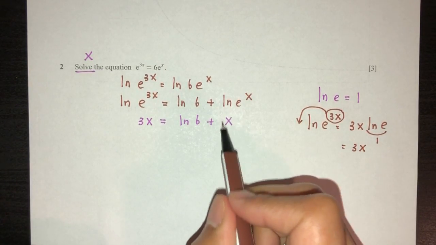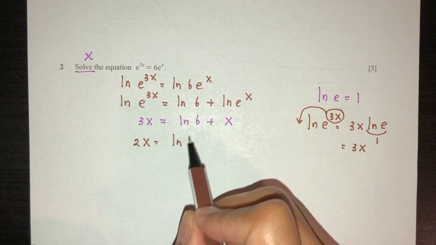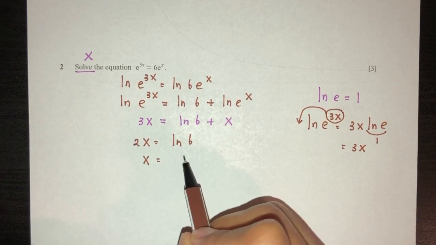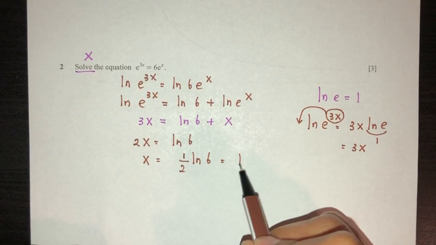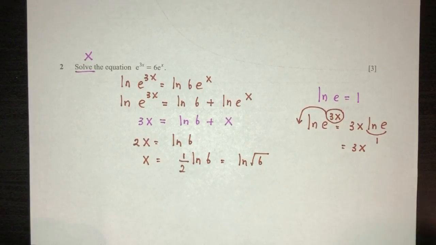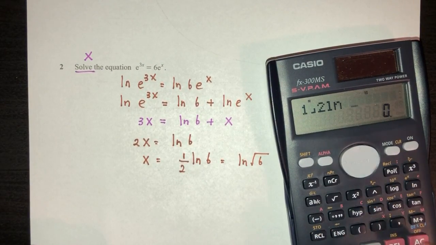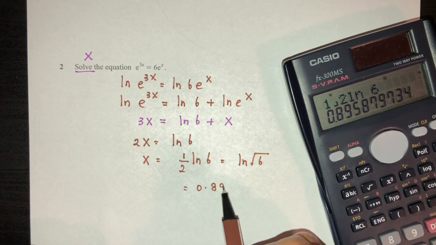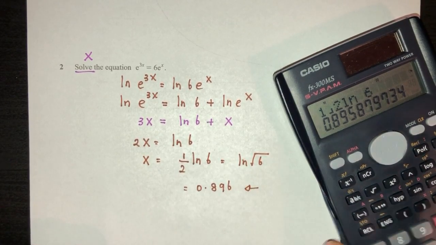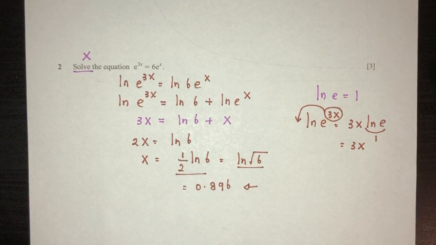Now simplify, we send x over here, you will have 2x equals ln 6, x will be half of ln 6, or you can write ln root of 6. If you want to, you can also find the decimal place, that's okay too. That will be 0.896, correct to 3SF, or you can leave this or this as your answer. And that is your question number 2.